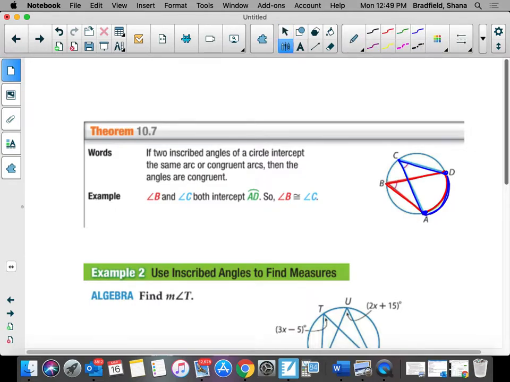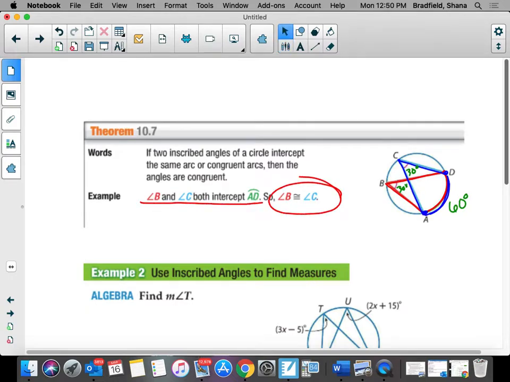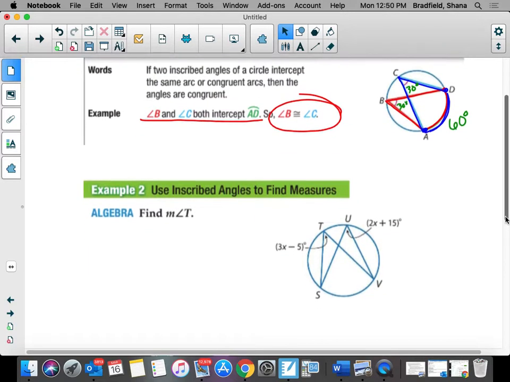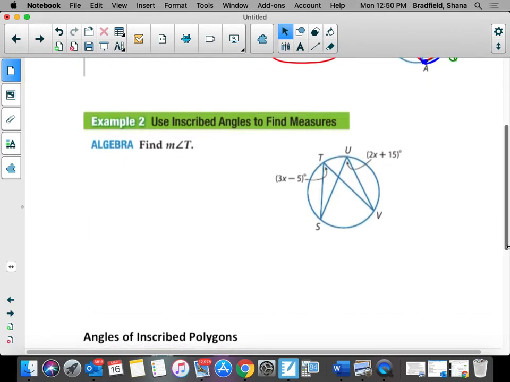So for instance, if DA was 60 degrees, and we know the angles are half of that, then angle C would be 30 and angle B would be 30 as well. So that's how they're equal. So if B and C both intercept the same arc, then B is congruent to C.